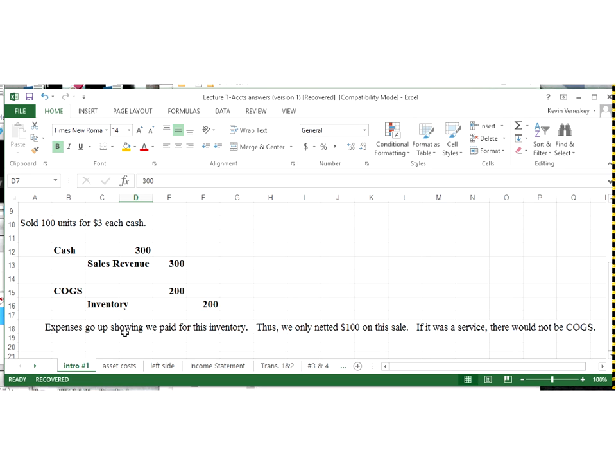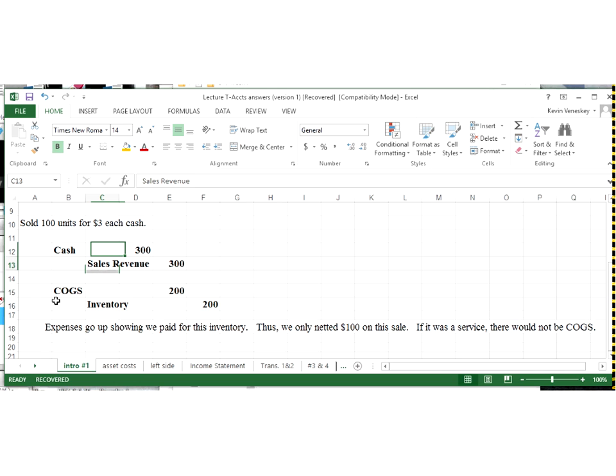Expenses are going up because we have now removed that inventory. We got the benefit of our inventory, just like a typical expense. The benefit was me being able to raise money, do the business that I do.